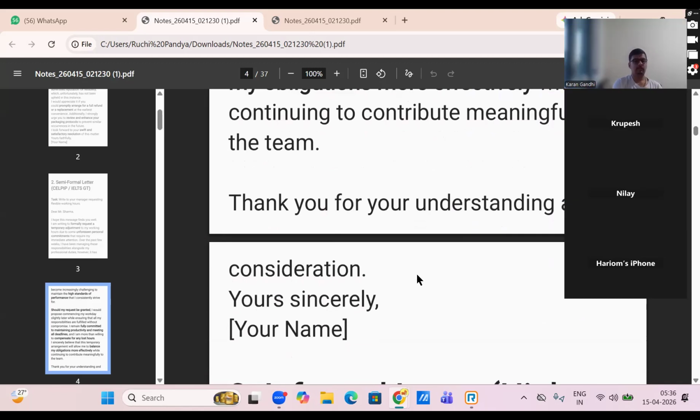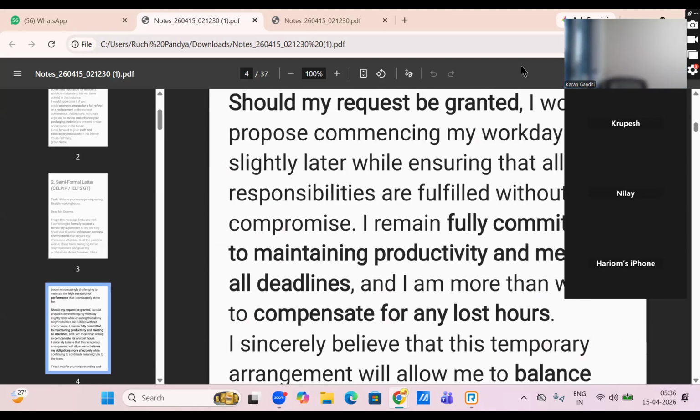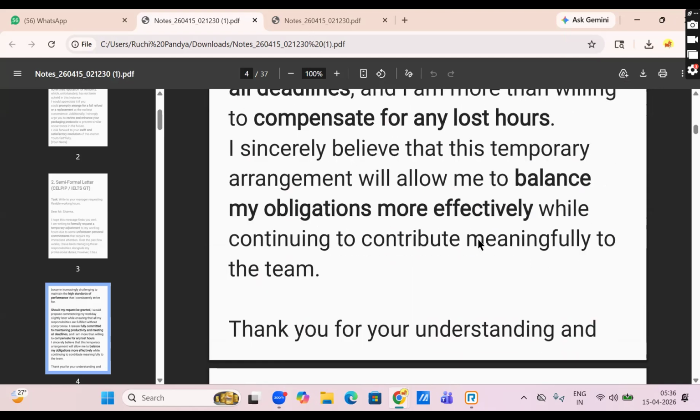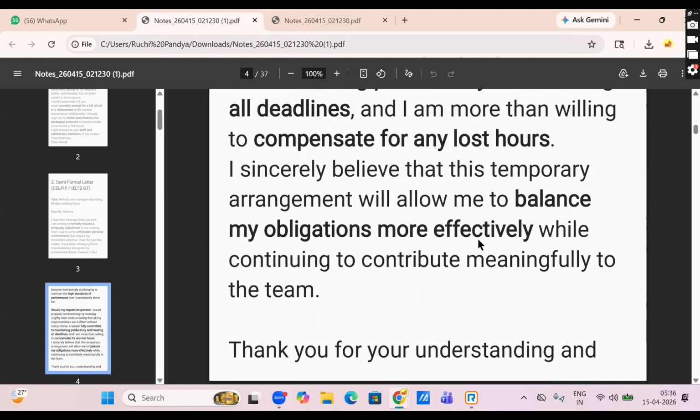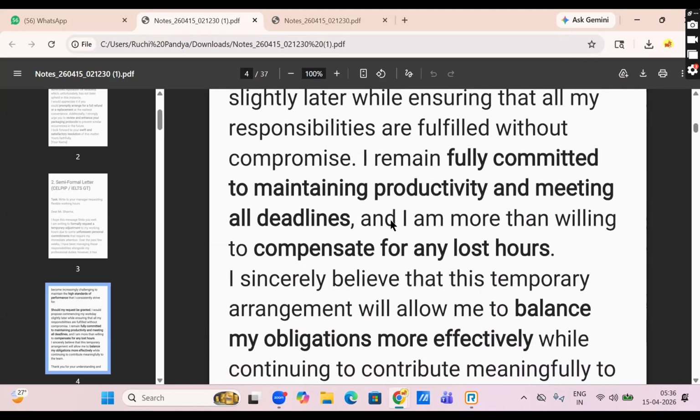Ma'am, before we read it, there is one place where we say, I remain fully committed to maintaining productivity. Will it be to maintaining or to maintain? Maintaining.